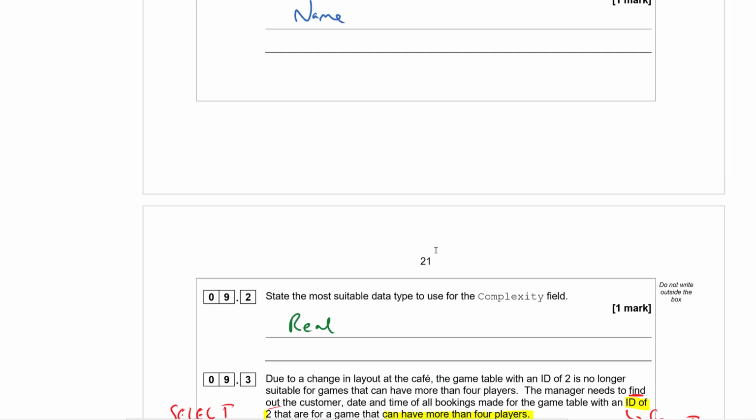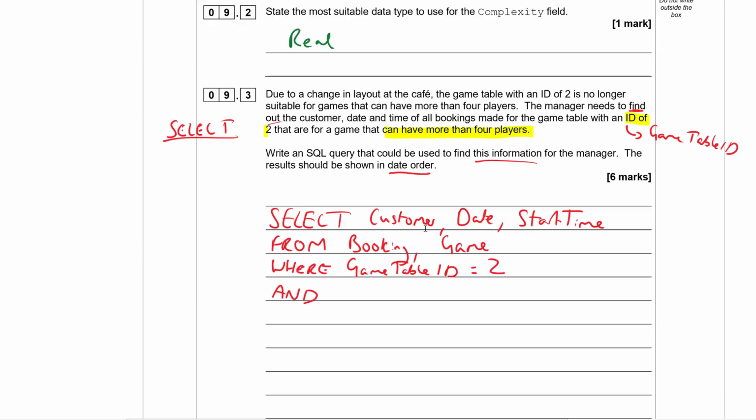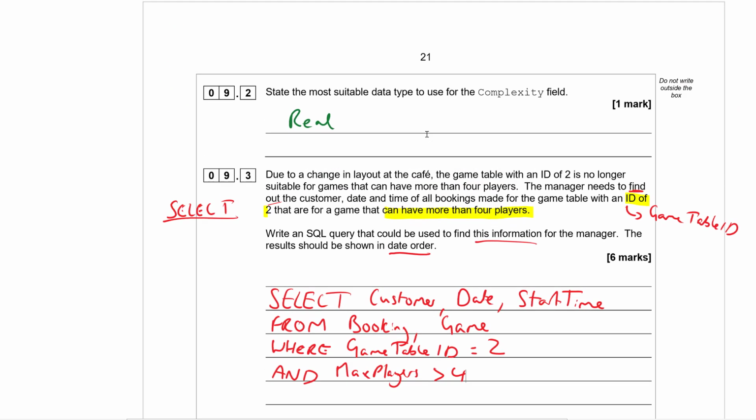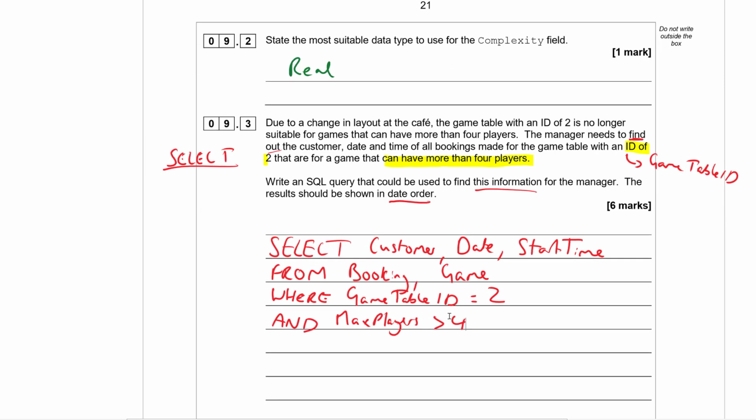So and max players is greater than 4. Now, it shouldn't be greater than or equal to, because if it has got 4 players, that's not what more is suggesting, right? More than 4 players suggests 5 plus. If it said it can have 4 players or more, sure, it'd be greater than or equal to, but here it's just greater than, okay?